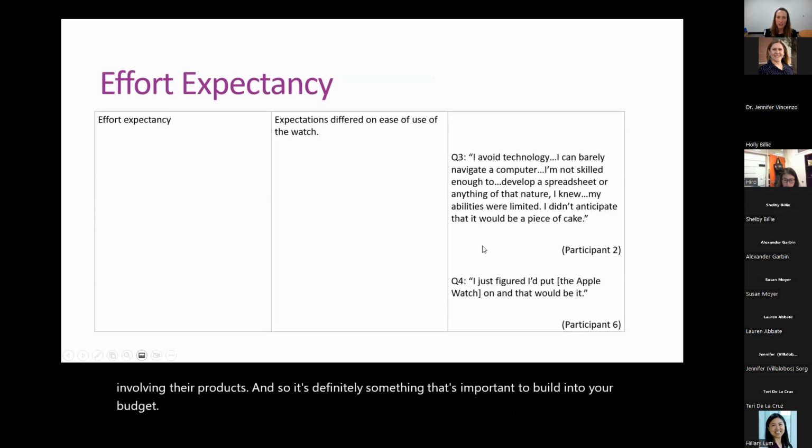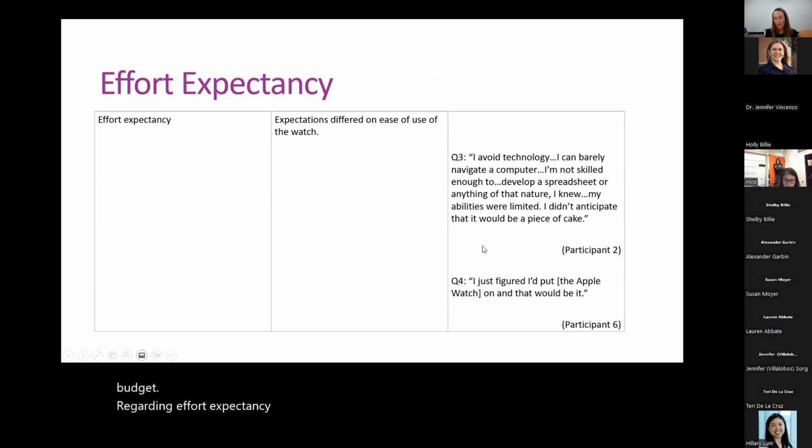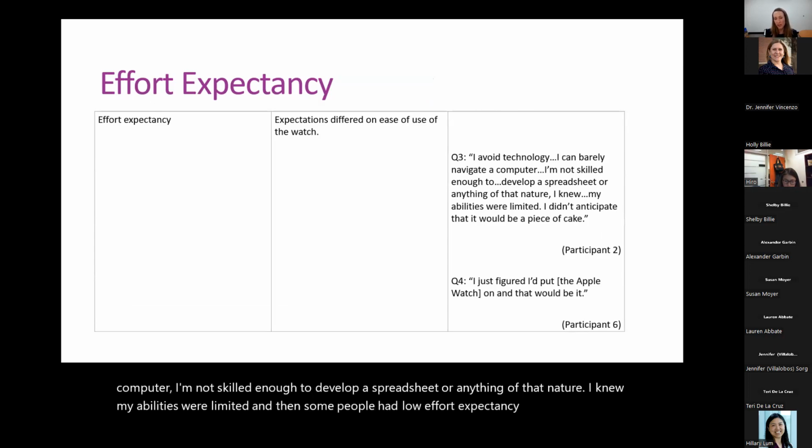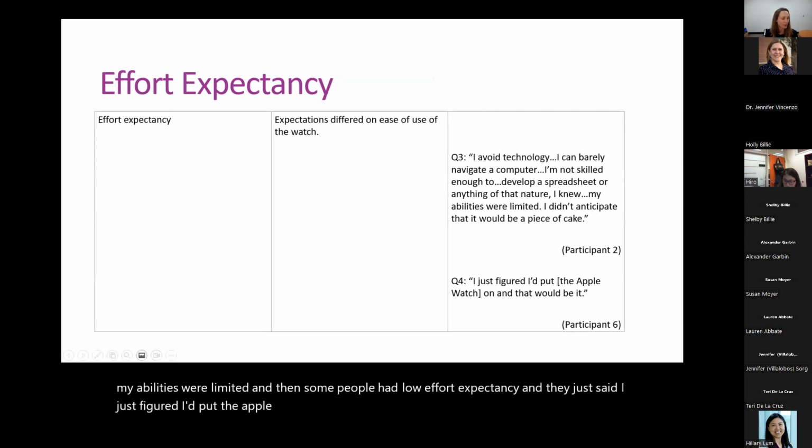Regarding effort expectancy, some folks said, I avoid technology, I can barely navigate a computer, I'm not skilled enough to develop a spreadsheet or anything of that nature, I knew my abilities were limited. And then some people had low effort expectancy, and they just said, I just figured I'd put the Apple Watch on and that would be it.